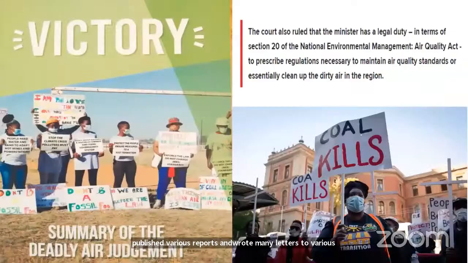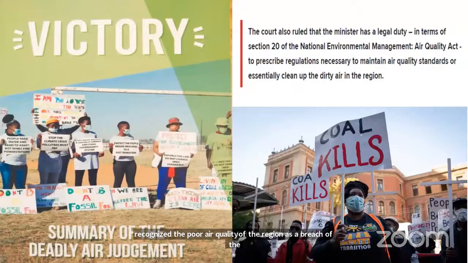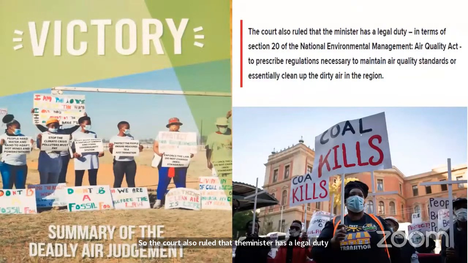Fast forward to March 2022, when a landmark judgment in the case pertaining to air pollution, with far-reaching consequences for human rights in South Africa, was secured. The High Court of South Africa recognized the poor air quality in South Africa's Highveld region as a breach of the residents' constitutional right. The court also ruled that the minister has a legal duty in terms of Section 20 of the National Environmental Management: Air Quality Act to prescribe regulations necessary to maintain air quality standards, essentially to clean up the dirty air in the region.